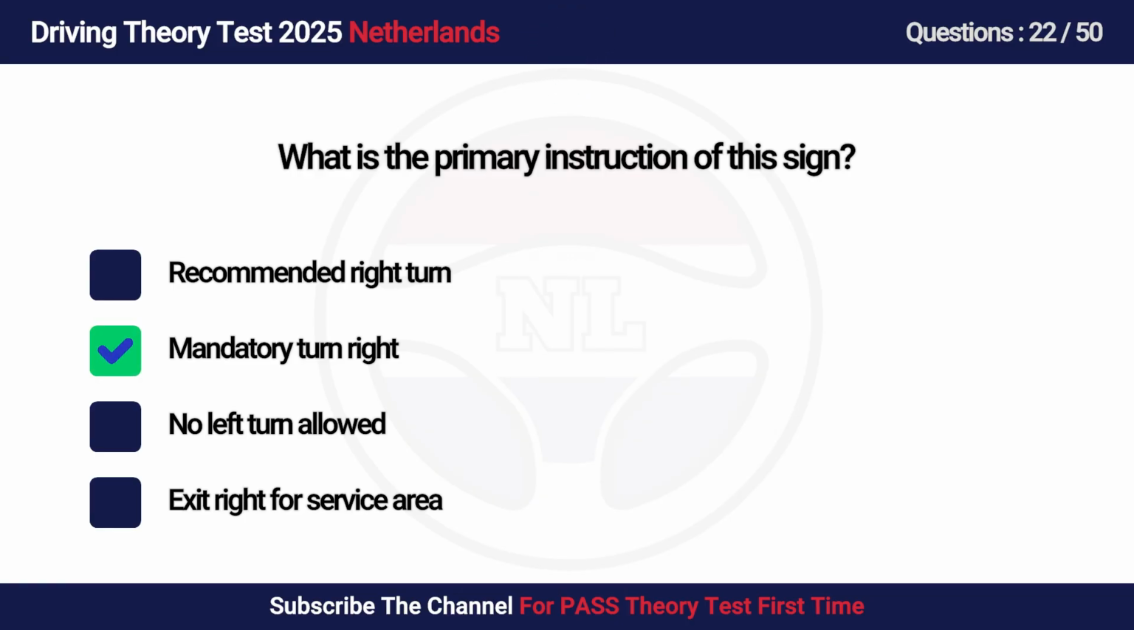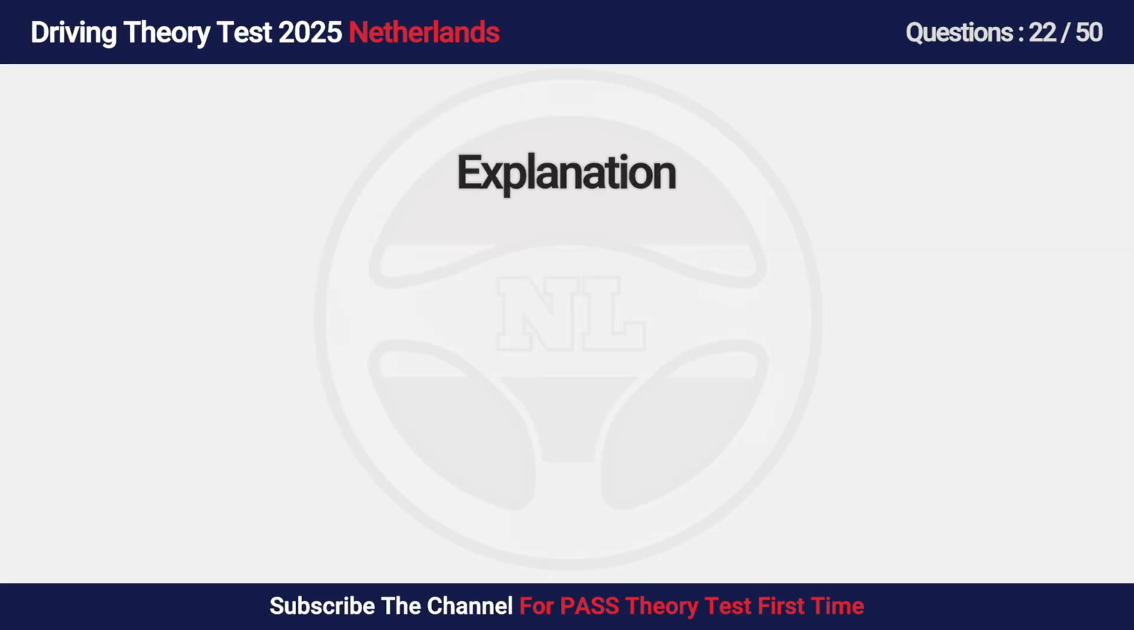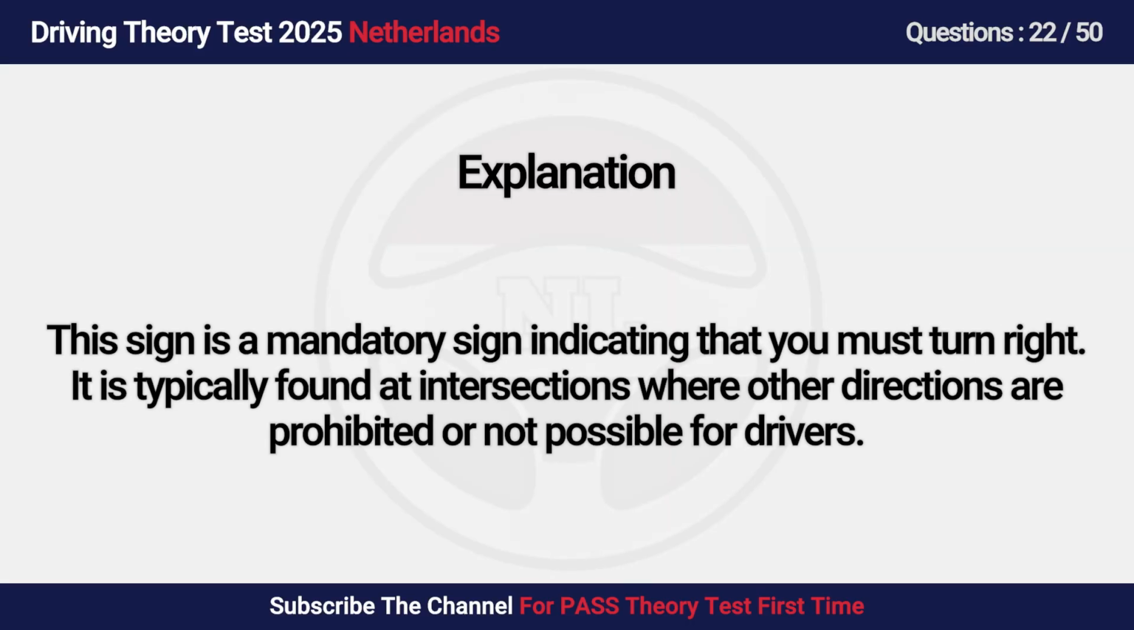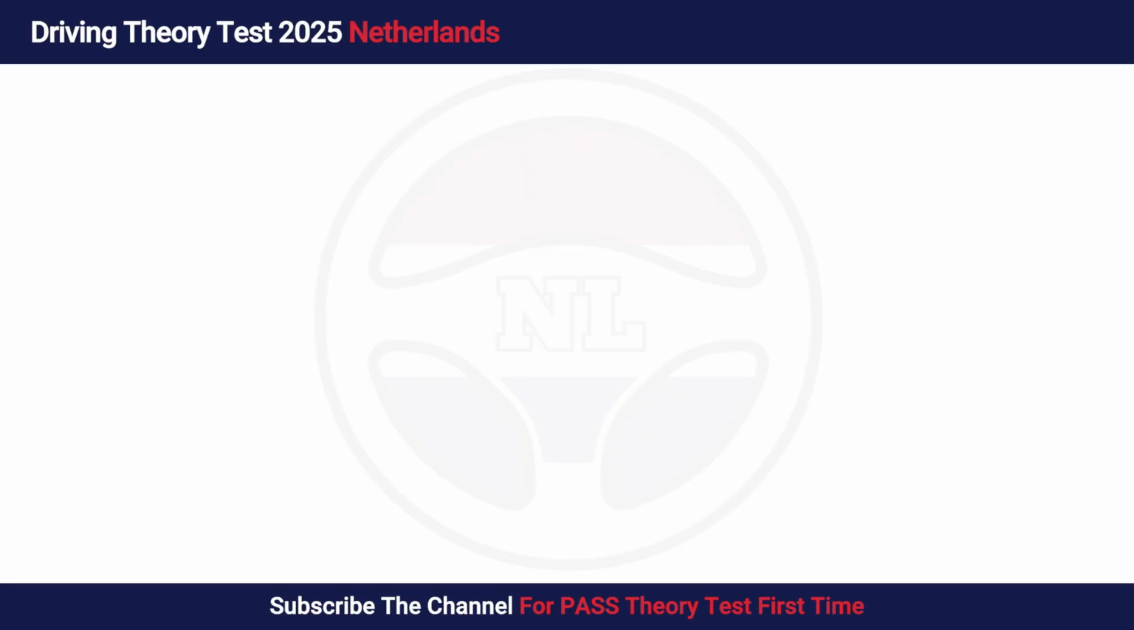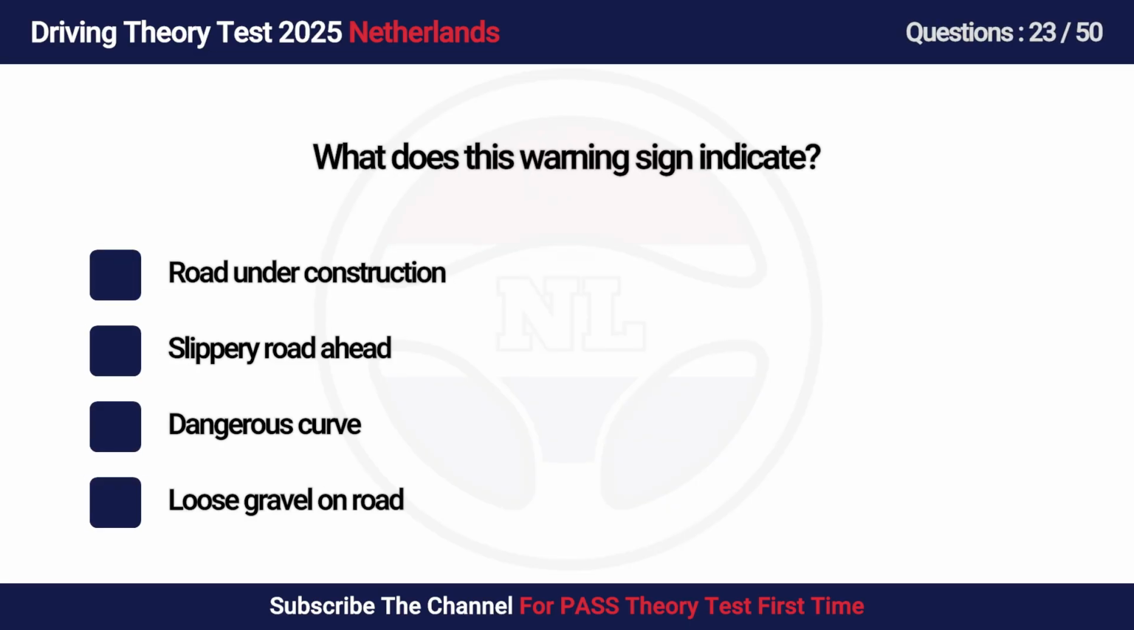Answer is B. Mandatory turn right. This sign is a mandatory sign indicating that you must turn right. It is typically found at intersections where other directions are prohibited or not possible for drivers. Question 23. What does this warning sign indicate?